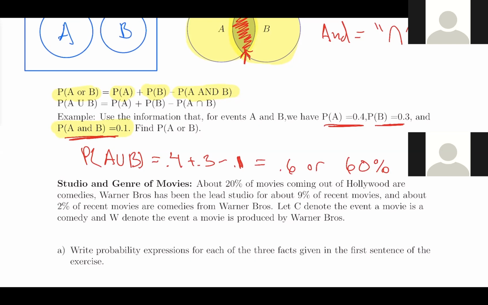Wait, is that a negative 0.1? Yeah, negative 0.1. Okay, if you look at the formula, it says subtract the probability of A and B. So that's a negative 0.1.